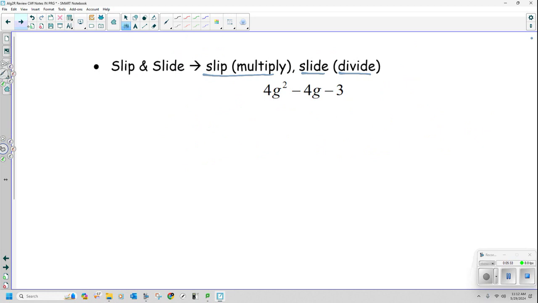Okay? So, how does this work? If I can't take a GCF out of here, okay, there is no common factor between 4 and 3 because 3 is a prime number, okay?